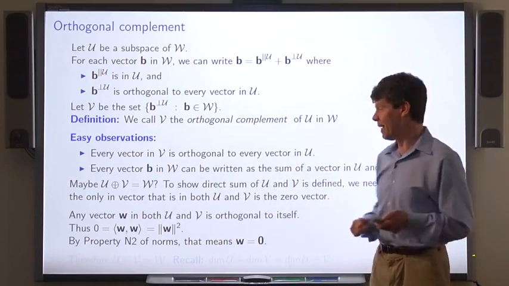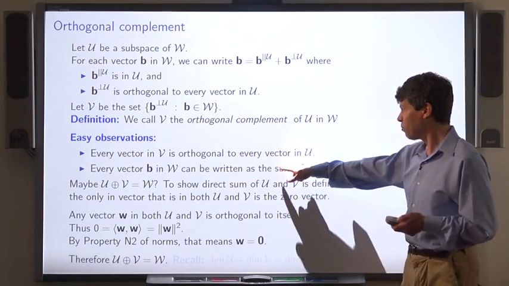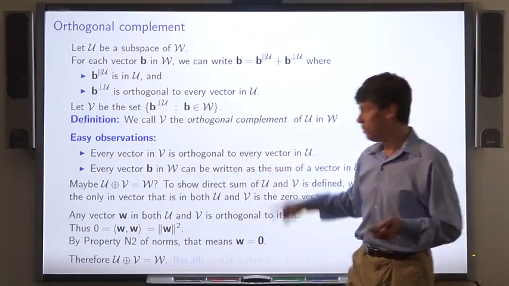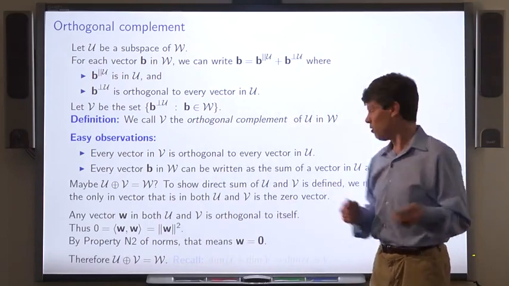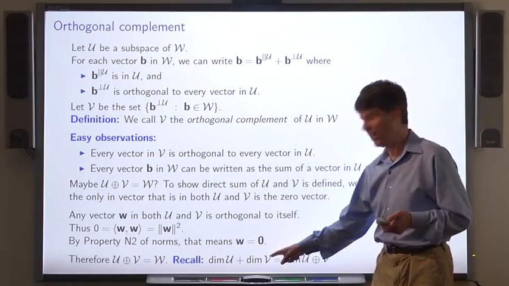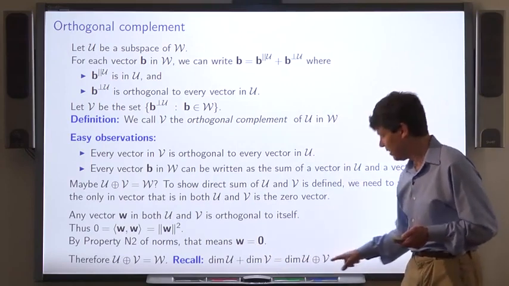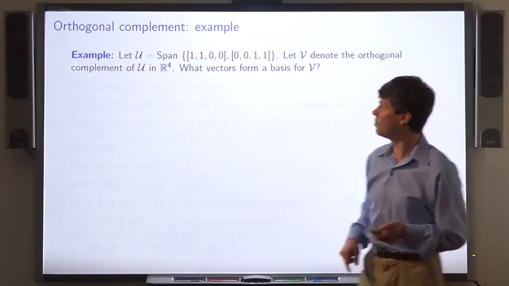And so direct sum is in fact defined. And because of this property, big W is the direct sum of big U and big V. Now remember that that means that the dimension of big U plus the dimension of big V equals the dimension of the direct sum, U plus V, which is W.